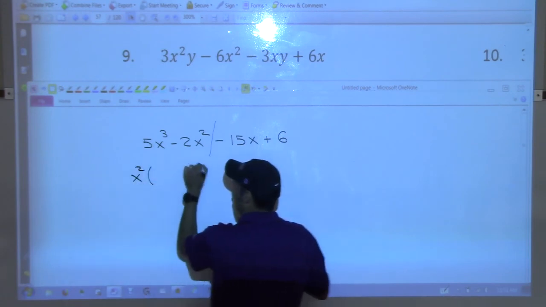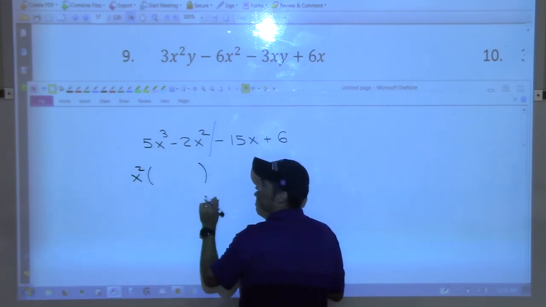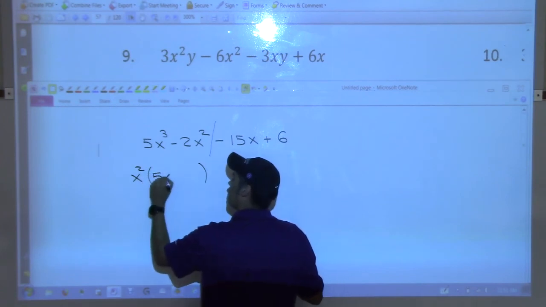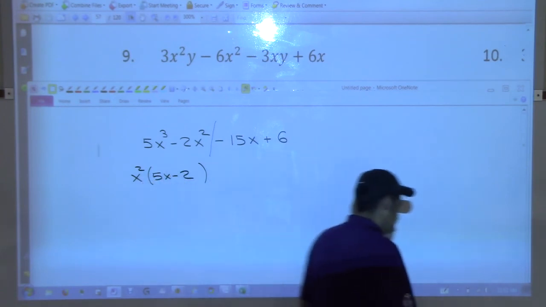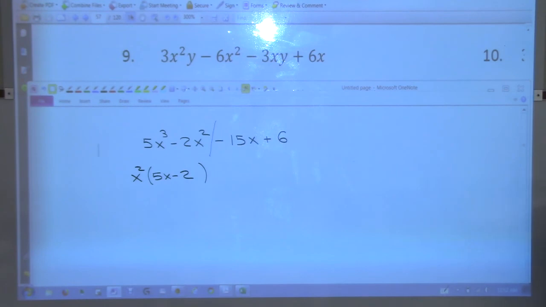And then what would be left in here, Jared, once you pull an x squared from both of those? 5x minus 2. Okay, good. I'm going to ask you to stop there. So Timothy is up.